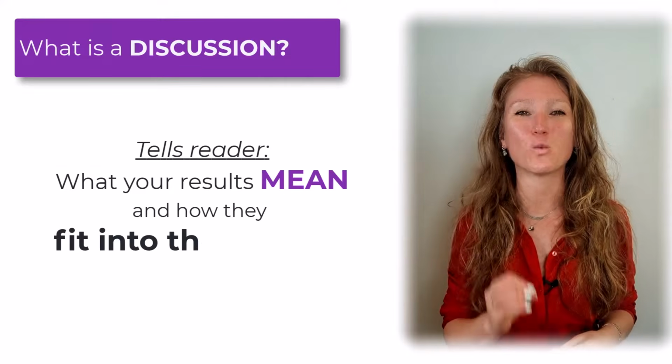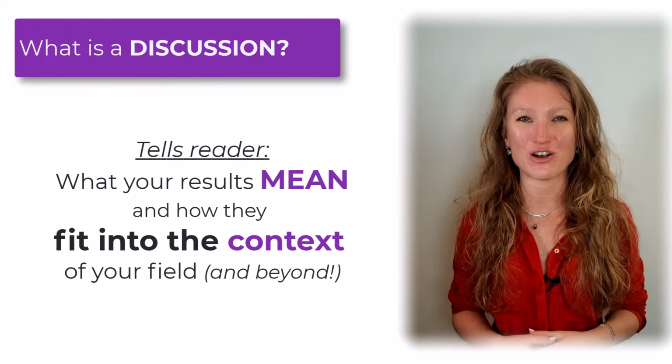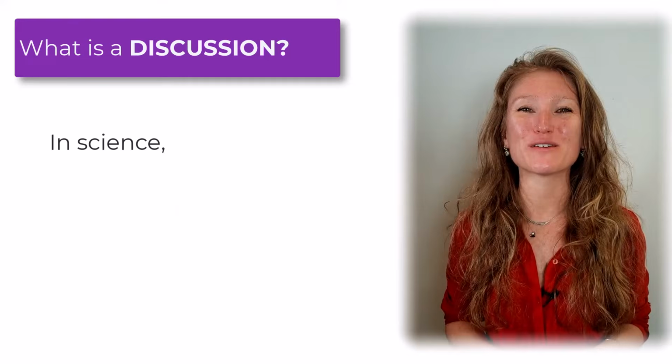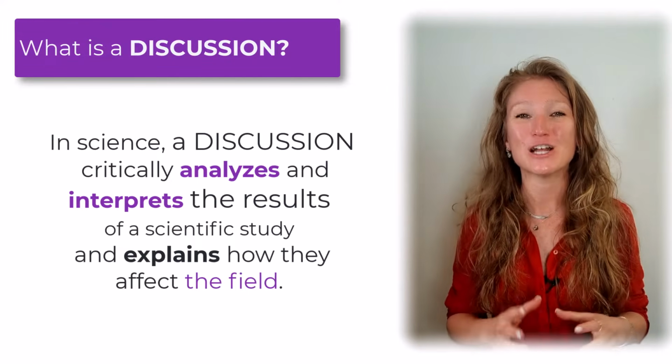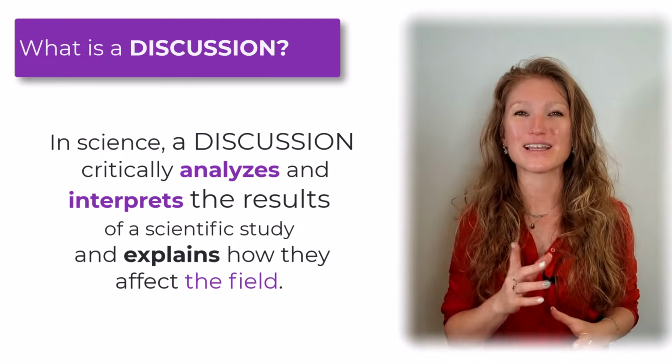The discussion section of your research paper is going to tell your reader what your results mean and how they fit in the context of your field. Stated more specifically for my scientists out there, the discussion section is where you critically analyze and interpret the results of your scientific study and explain how they affect the field.